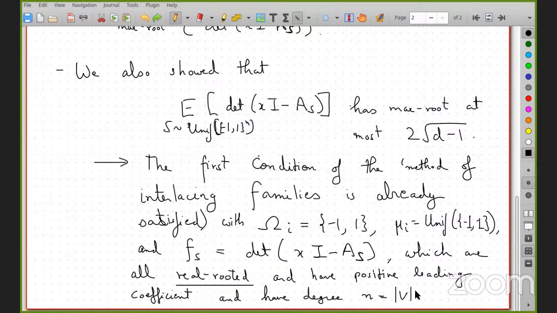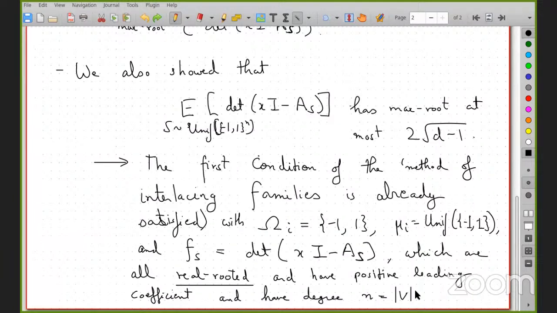Piyush, doesn't the second condition already subsume part of the first condition of real rootedness? Technically the first one does not require that. It's only saying that the expectation has max root at most this. In the lemma we never required that the sum also has to be real, though the hypothesis implies it because of the common interlacing. But it is not needed for the proof.